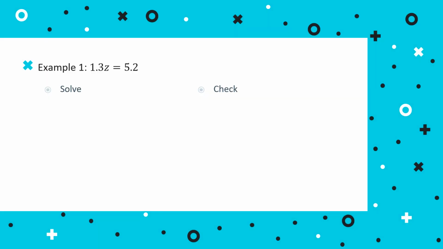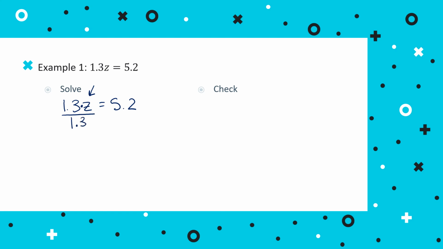Starting with this first example, we have 1.3z equals 5.2. When we solve equations, we're trying to get the variable by itself, which means we're trying to get z all by itself. Z is being multiplied by 1.3. If you need to, you can draw a little multiplication symbol in there. If you're multiplying your variable by a number, you want to divide by that same number because division and multiplication are opposites. So we want to divide by 1.3.